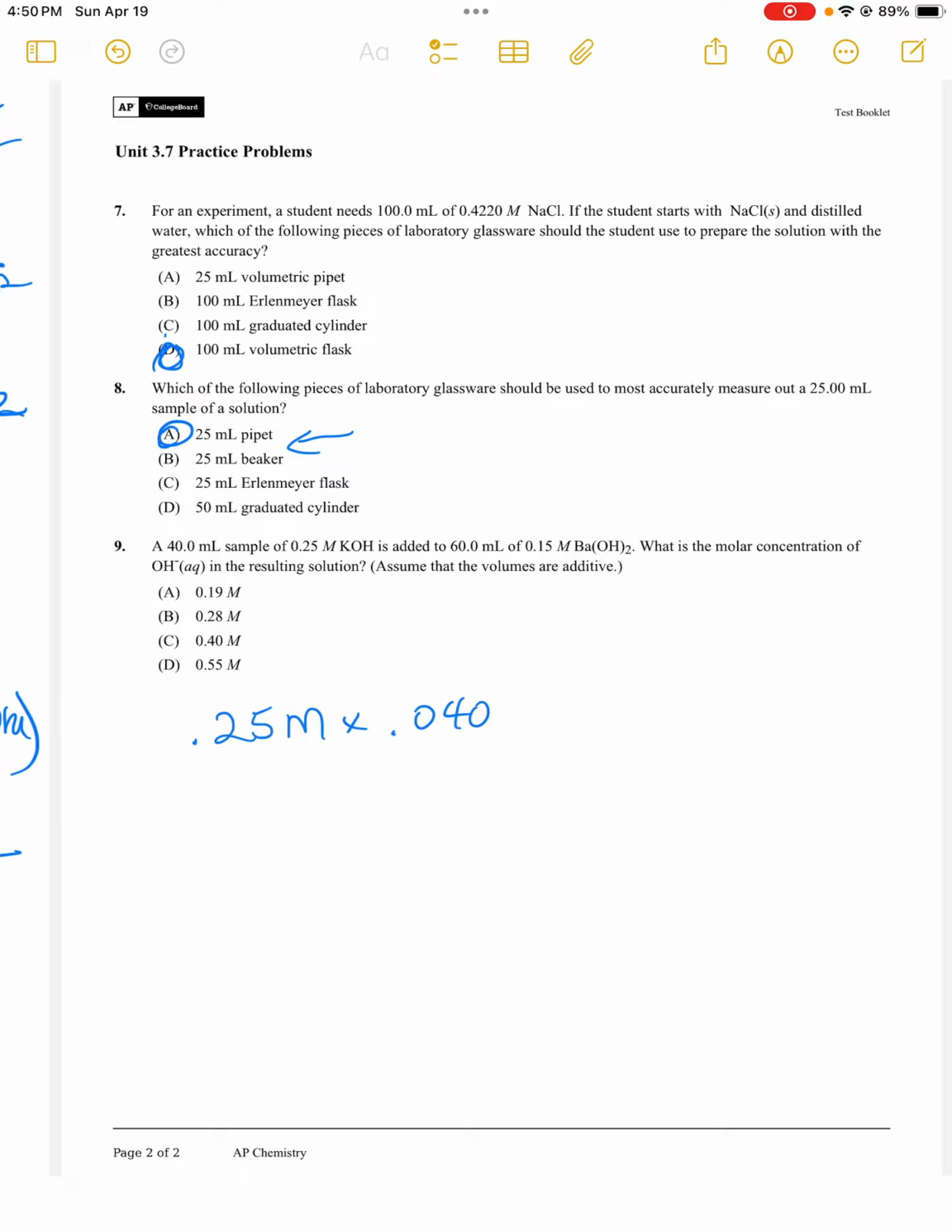0.040 liters is going to give me 0.25 times 0.040, that's got to be 0.010 moles. That would be moles of KOH, but every KOH breaks apart 1 to 1. So that's the number of moles of hydroxide.